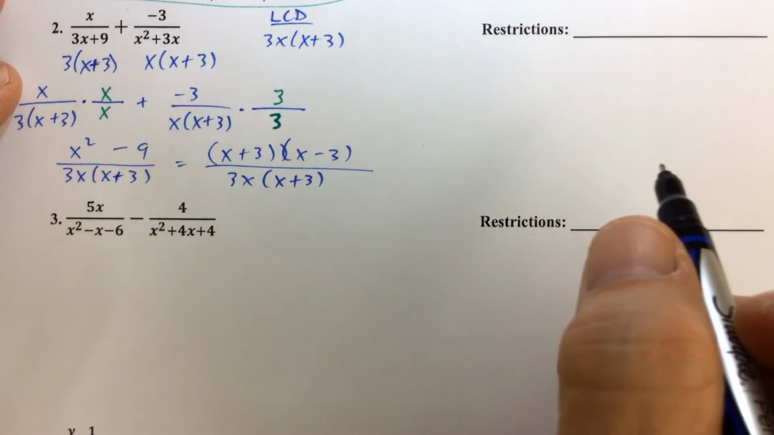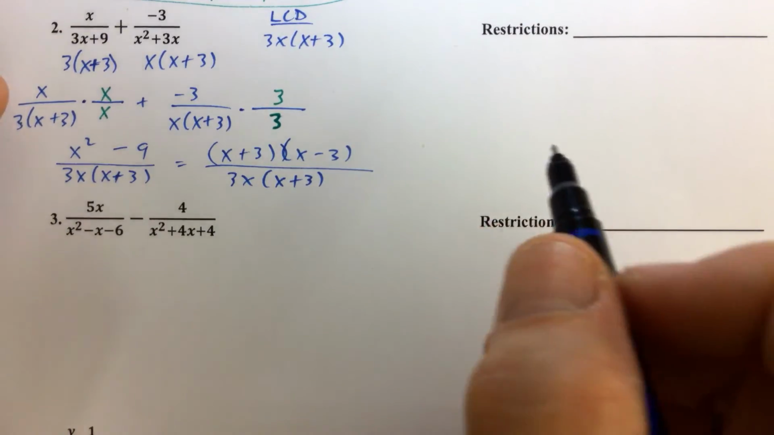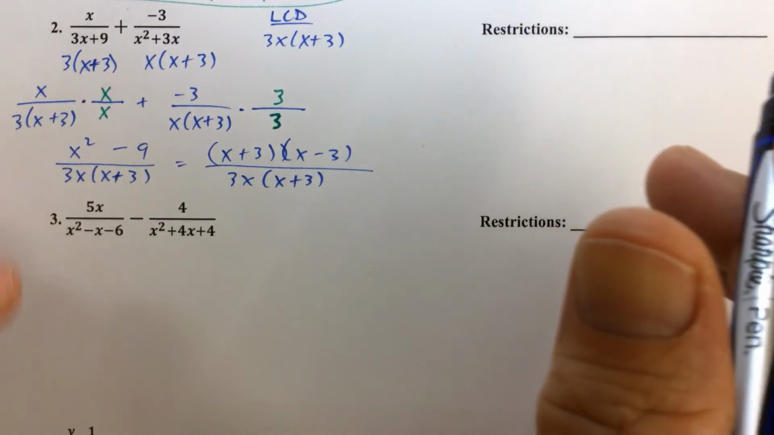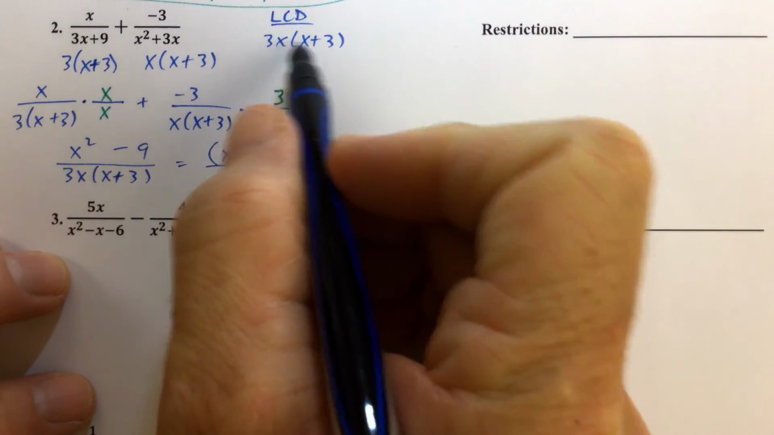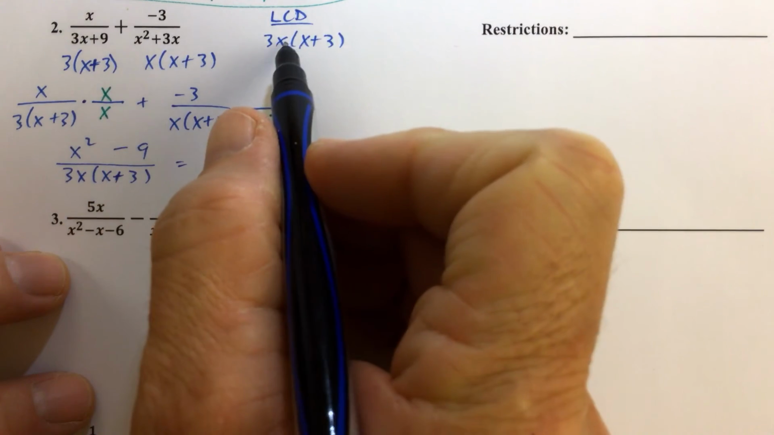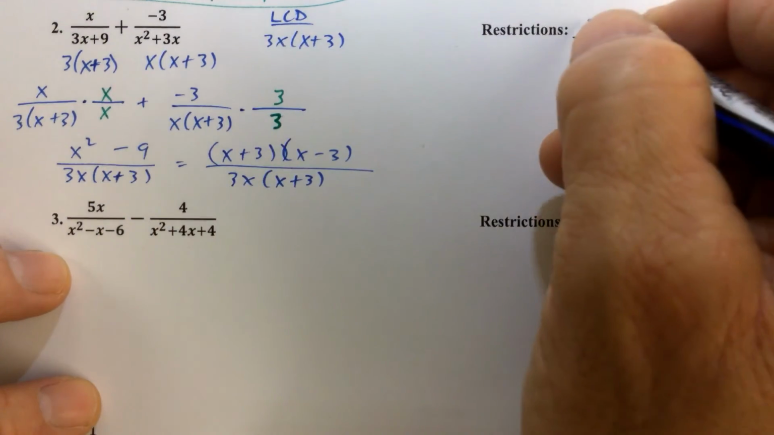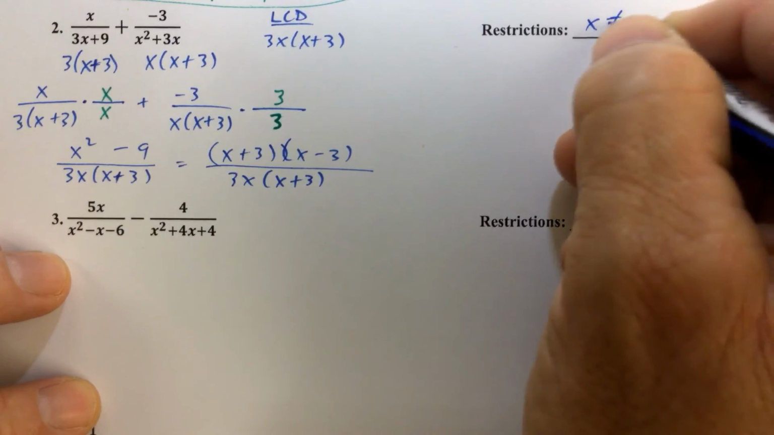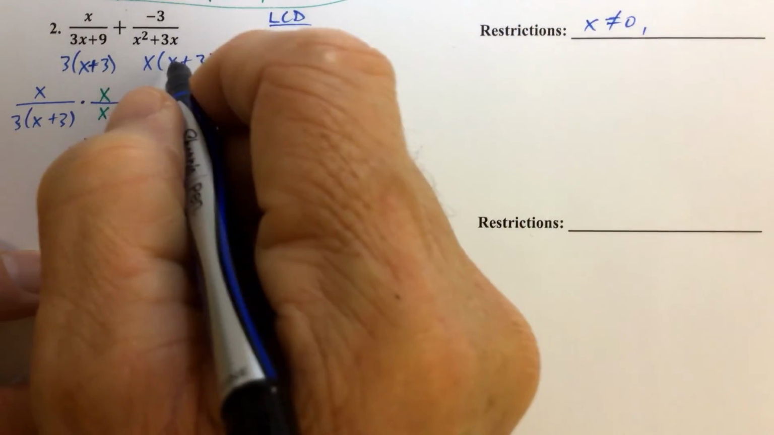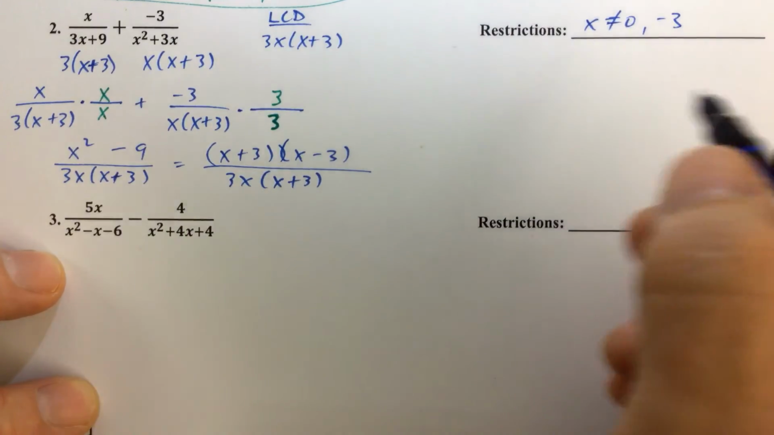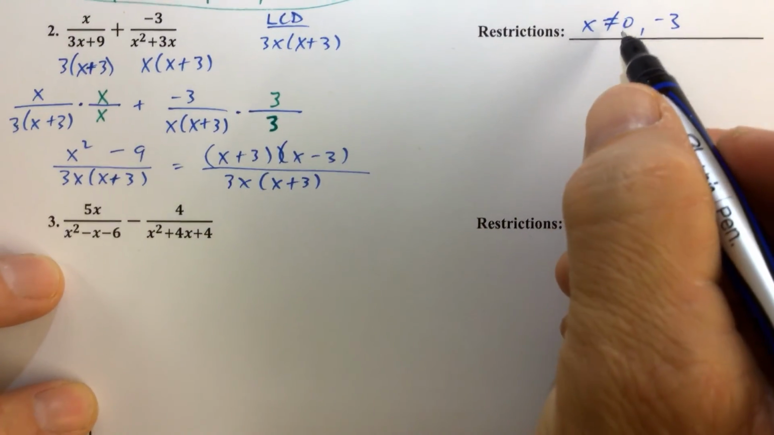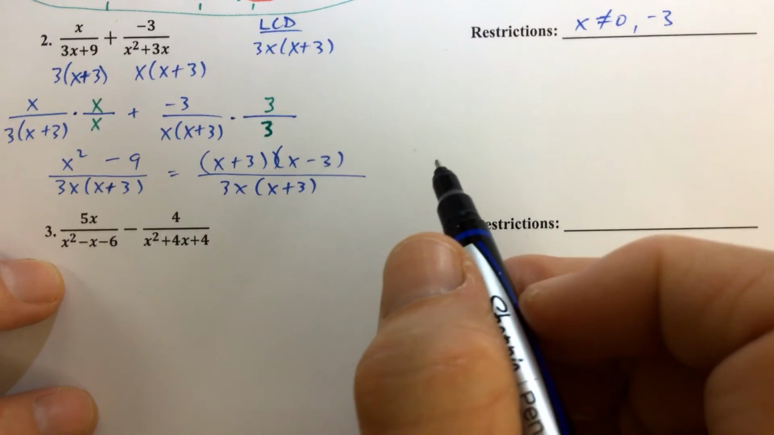Now, the one thing I didn't do that I need to do now before I cancel anything, this is really, really important. Before you cancel anything, you have to identify what in the denominators x is not allowed to be. Well, here x is not allowed to equal 0. And if x plus 3 is 0, then if x is negative 3, it would make that factor 0. So x is not allowed to equal 0 or negative 3.